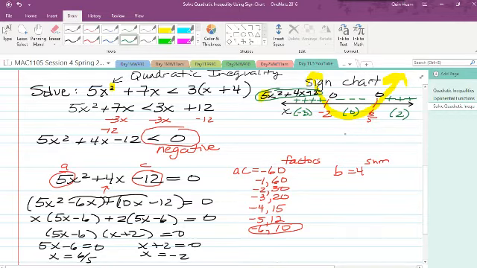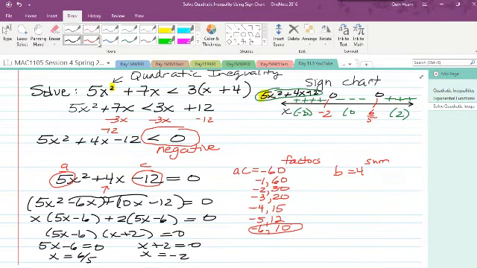Let's just confirm that by plugging in to the expression. All right, so if I plug negative 3, for example, into 5x squared plus 4x minus 12.